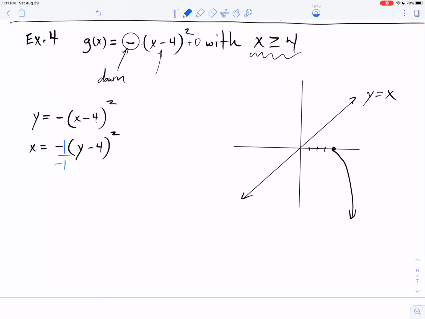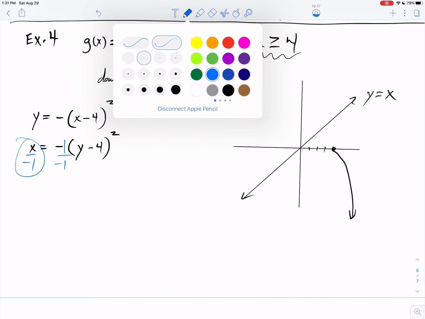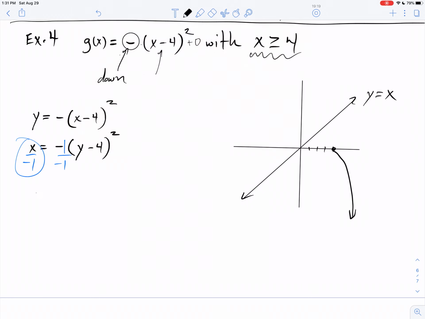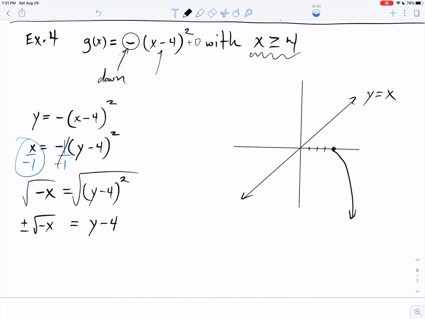I'm going to divide both sides by -1. That looks weird if I say x divided by -1. Why don't I just call that thing, you guessed it, negative x. I'll just say negative x equals, that's gone, and over here I got y minus 4, quantity squared. And then I'm going to root like a cheerleader. Over here I get y minus 4. Totally, what's it equal? It equals plus or minus square root of negative x.